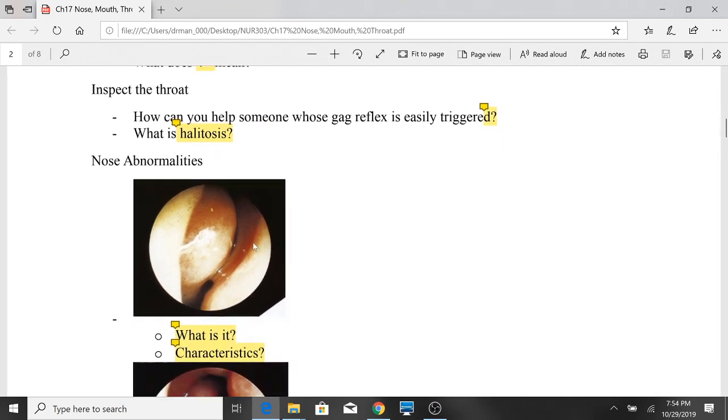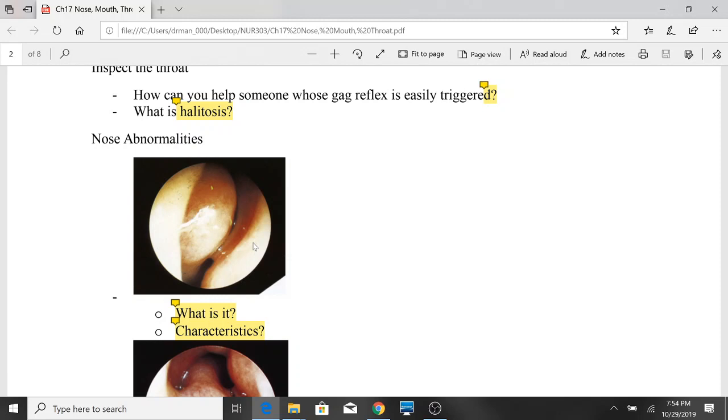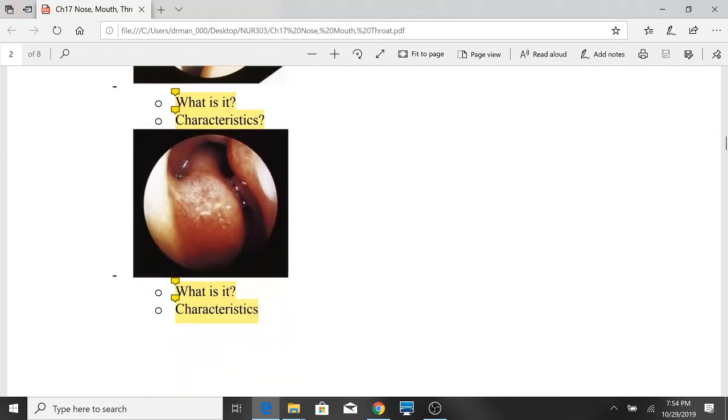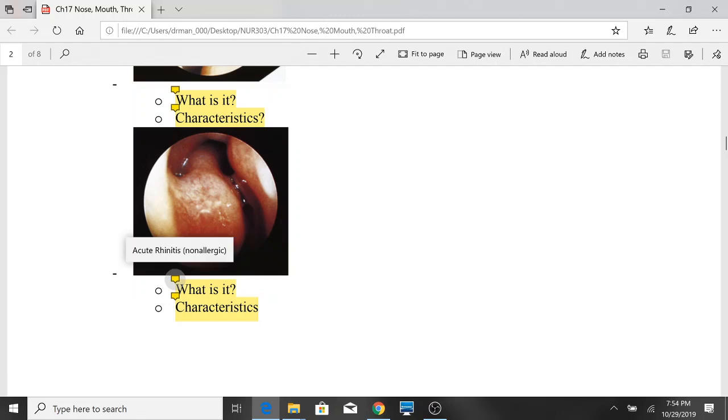Let's look at some nose abnormalities. What is this? This is seasonal allergic rhinitis, AR, or hay fever. Characteristics: it's basically an exaggerated immune response caused by a trigger. Some of the symptoms could be rhinorrhea, itching of the nose or eyes, nasal congestion, and sneezing, etc. Now, what is this? This is acute rhinitis. This is non-allergic, so it isn't to do with a season or anything.